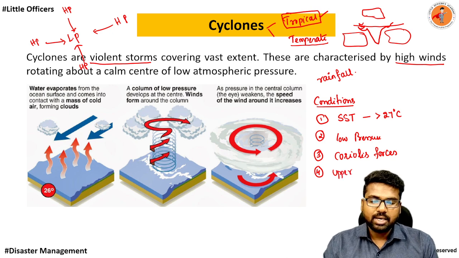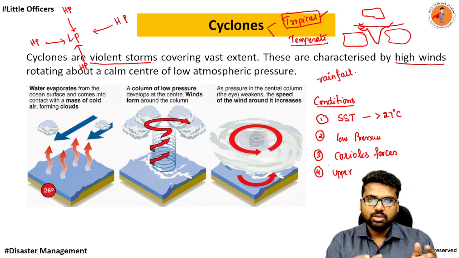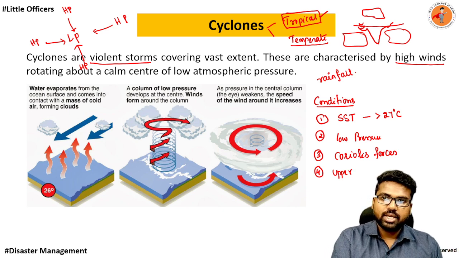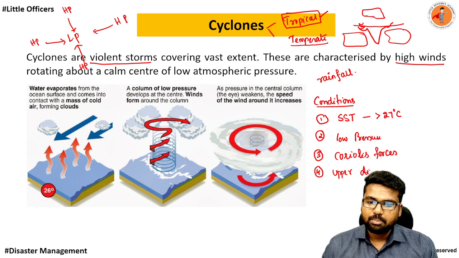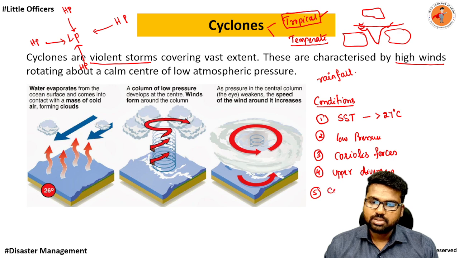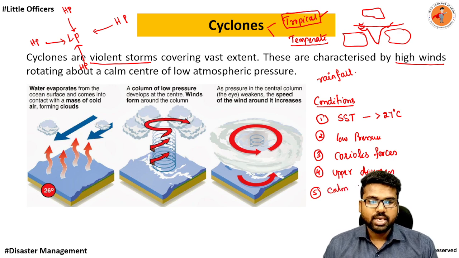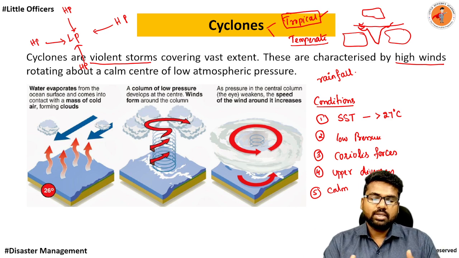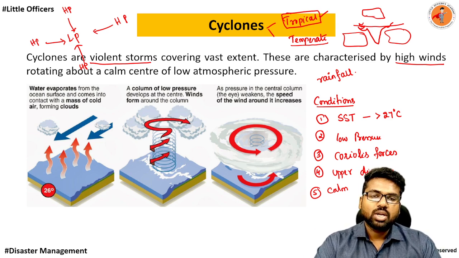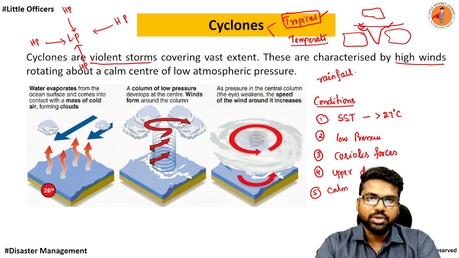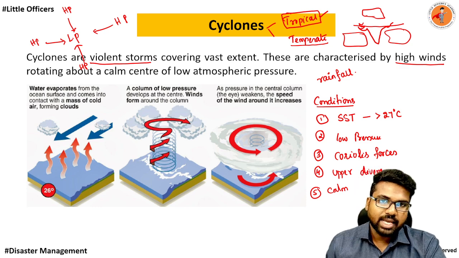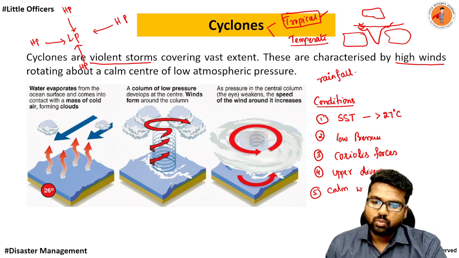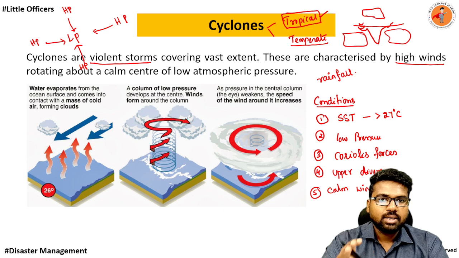that it can expand and become bigger and bigger. Smaller thunderstorms, they combine to become a bigger violent storm. So there must be upper divergence, and there must be calm winds, because if there are gusty winds then they will take this moisture or latent heat from one location to another location, thereby not leading to building up of a cyclonic disturbance. So calm winds. So these are all the necessary conditions.